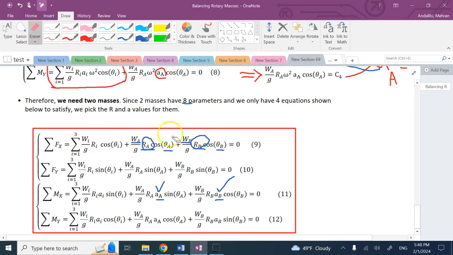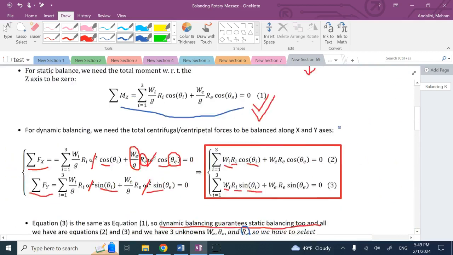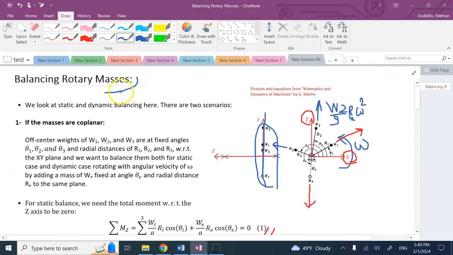And guess what? Just like the previous time that you had 2 equations and two unknowns, mass and theta, and you found it. Now you have four equations and four unknowns, and again the unknowns are these masses or W's as well as their angles. And I assume everybody, once you know these numbers, should be able to solve four equations and four unknowns. So this is the overall process of balancing. This is the theory behind balancing rotary masses. Hopefully it was useful to you.